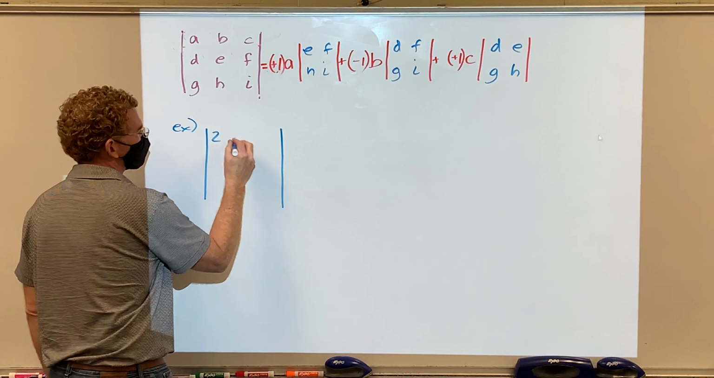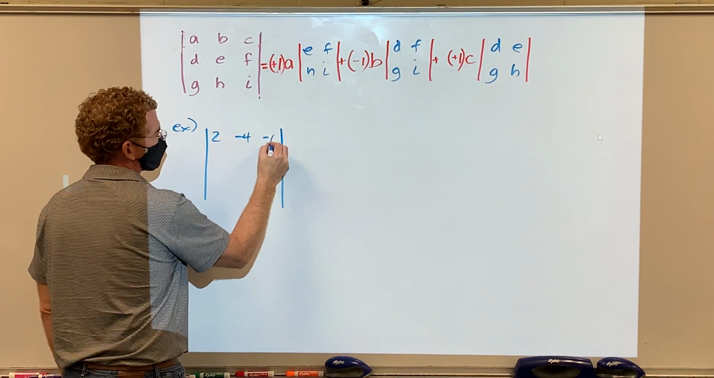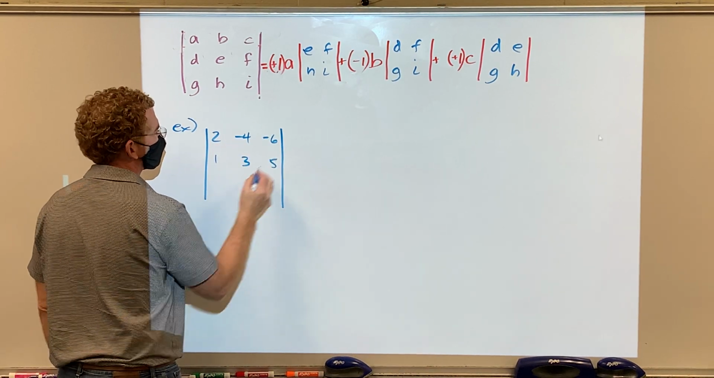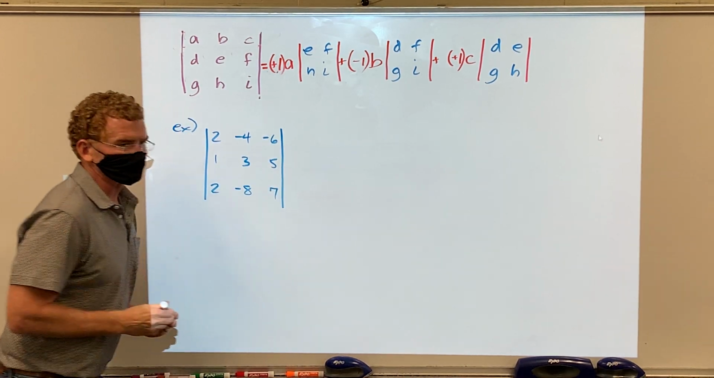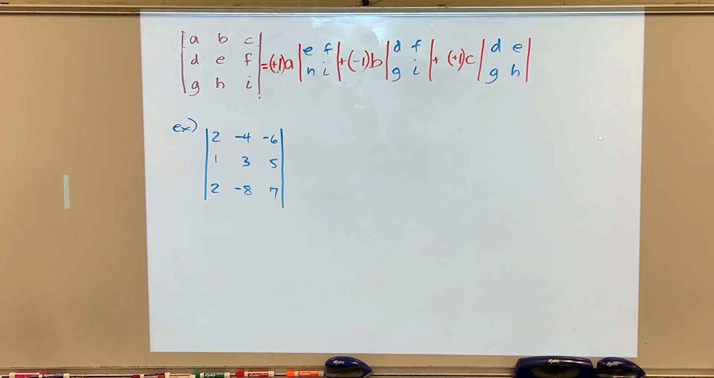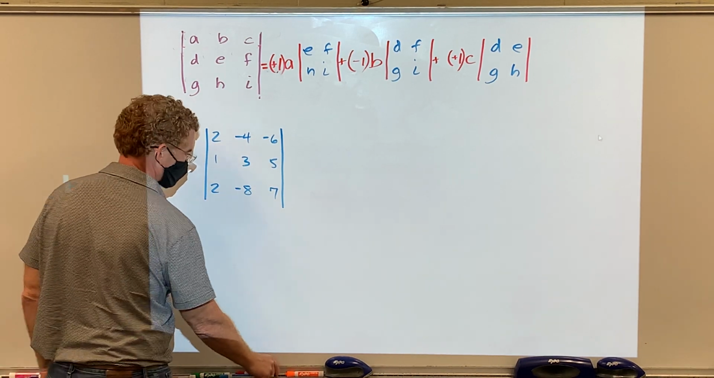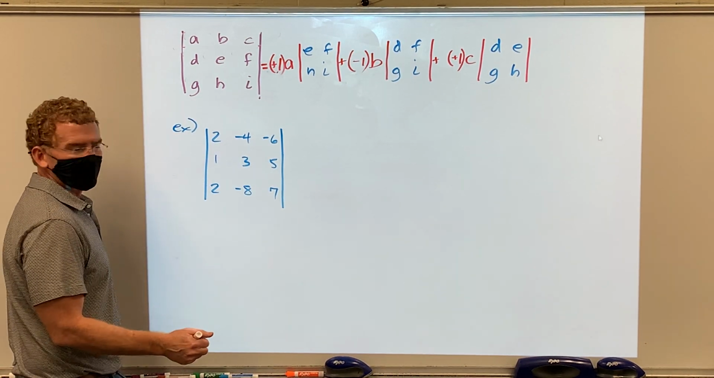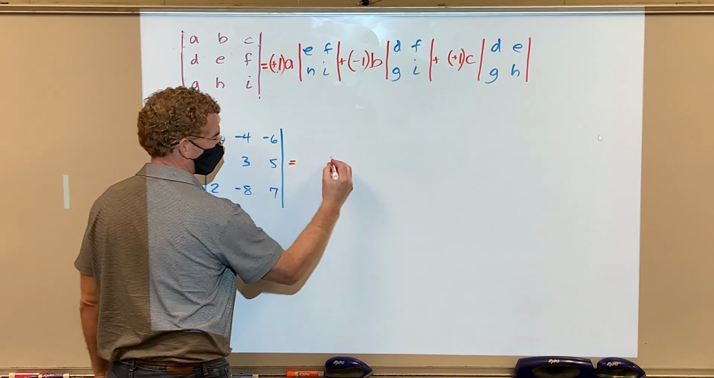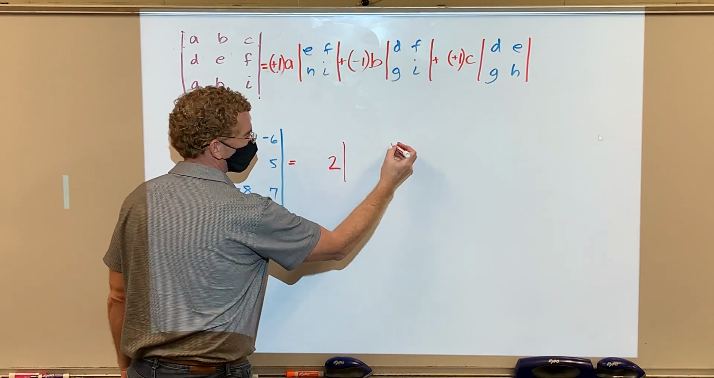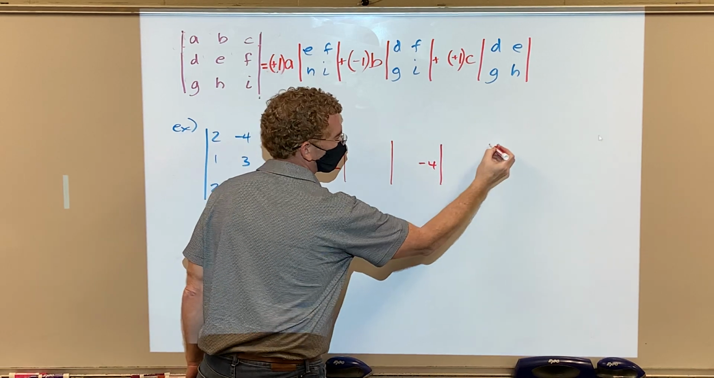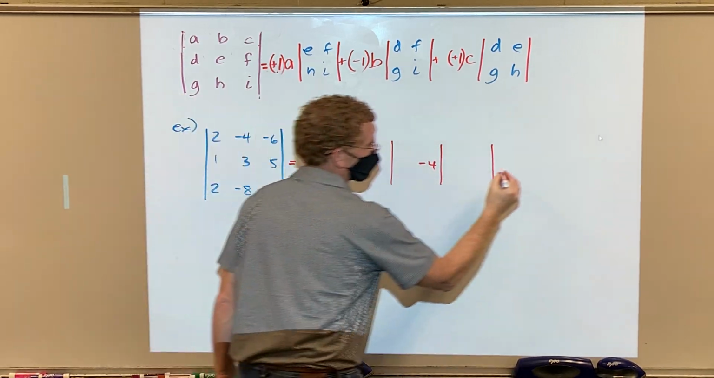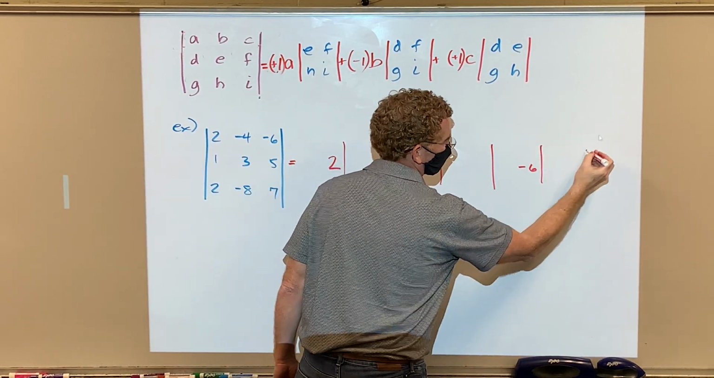So check it out. 2, negative 4, negative 6, 1, 3, 5, 2, negative 8, 7. Pick a row or column. Top row. So I'm going to take the 2, minor. I'm going to take the negative 4, minor. I'm going to take the negative 6, and its minor.